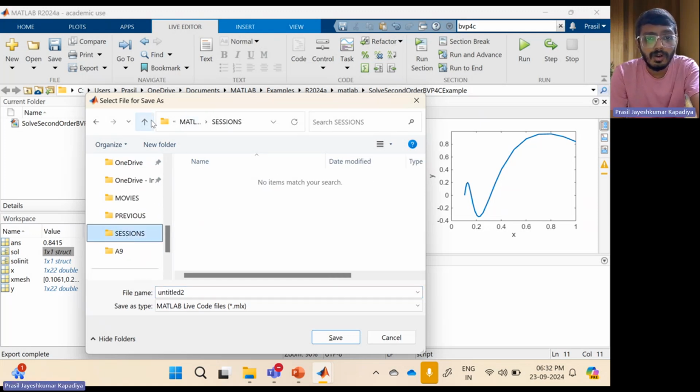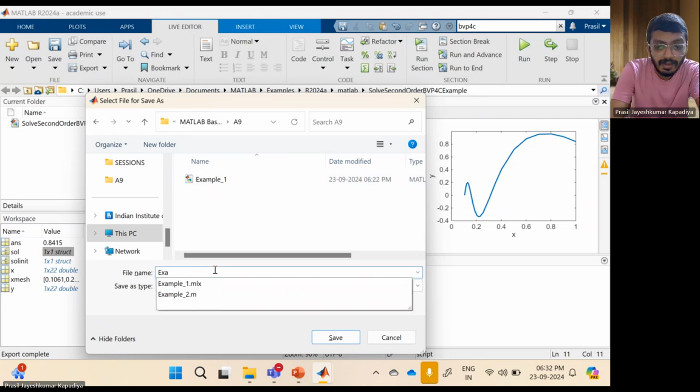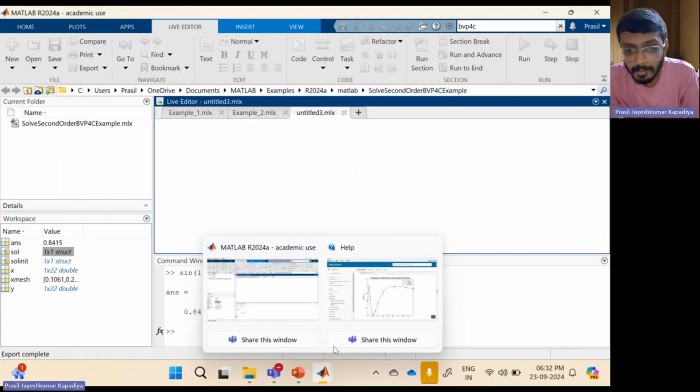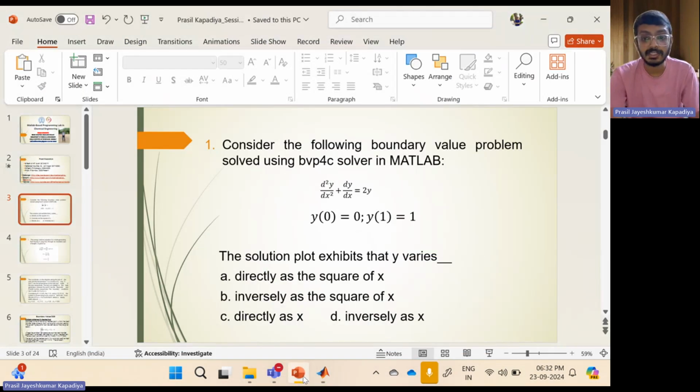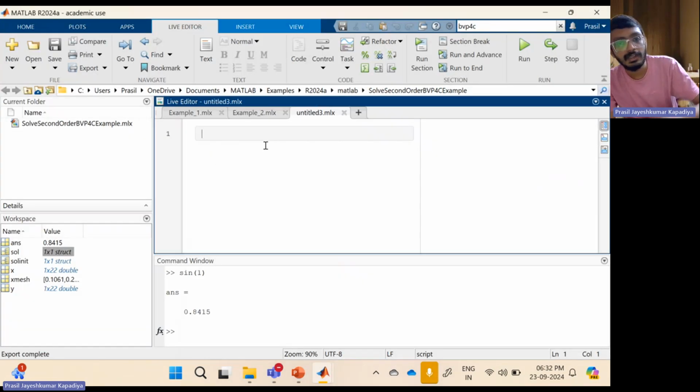Okay, so we have already now learned how we can use this BVP 4C and 5C. Now let's try to take the problems that we have left in the last assignment. So this is the problem statement: d square y by dx square plus dy by dx is equal to 2y. And we are given that y of 0 is equal to 0 and y of 1 is equal to 1. So let's try to solve this problem first and try to answer the question.